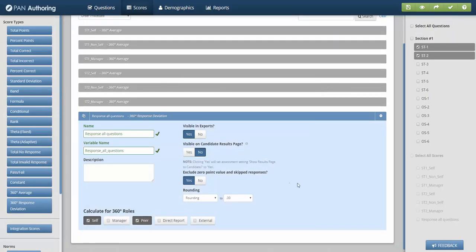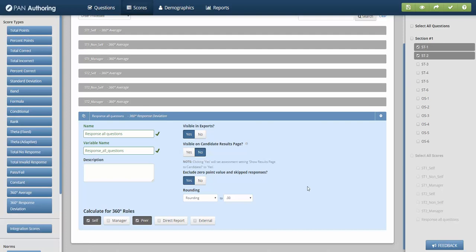What it is not is what did the self answer, what did the peer answer, what's the difference between those two? Or on all questions, what was the average for the peers and how did the self do? That can be done with a formula score where you take the average of the peers or you do some other average calculations and then subtract the self to find that particular deviation. So that is how response deviation works.